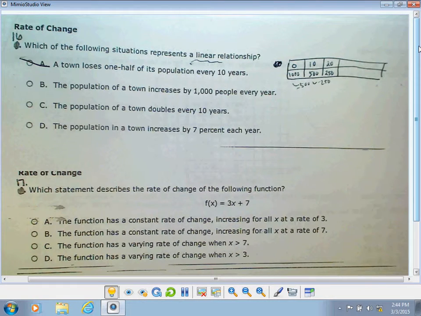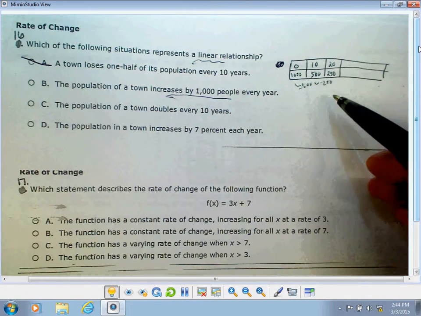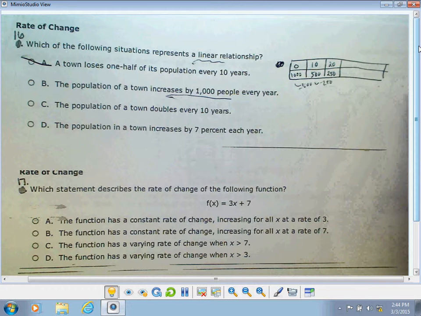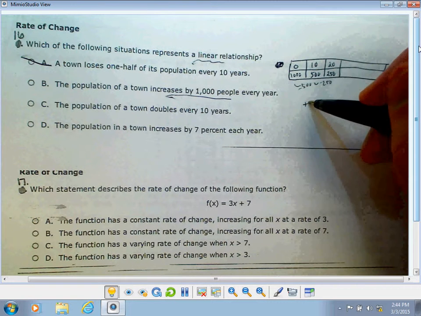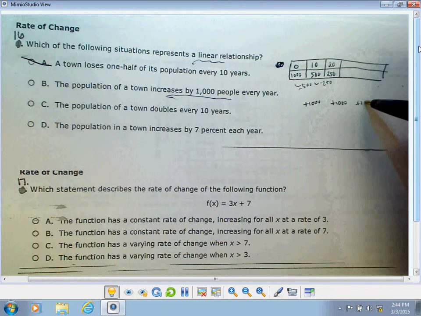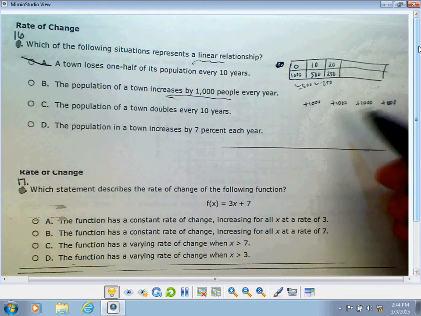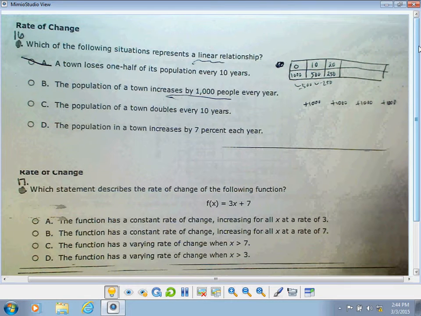Population of a town increases by 1,000 people every year. Okay, that's the key phrase right there. What's going to happen? Every single year it's going to go up by 1,000, which means the change will always be plus 1,000, like this. I think maybe you guys remember when we did these, where you had to look and see whether it was linear. If the change is always the same, it's linear. That one is definitely a linear function. So this answer is B.